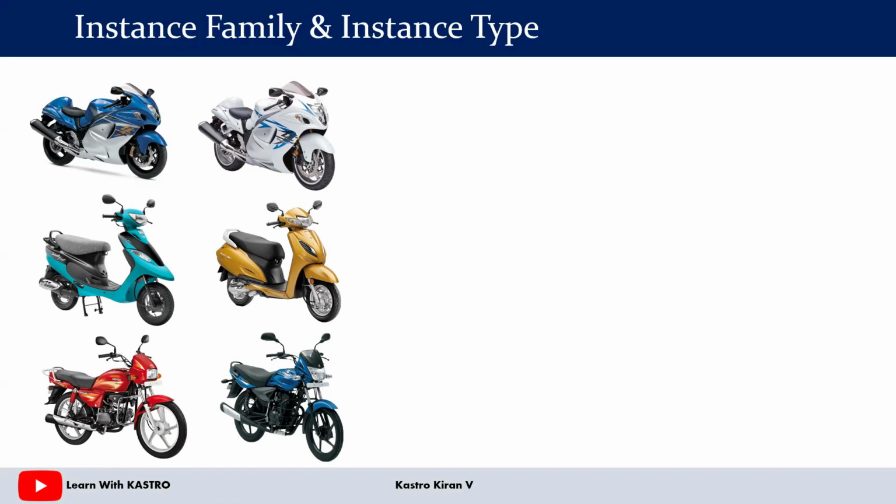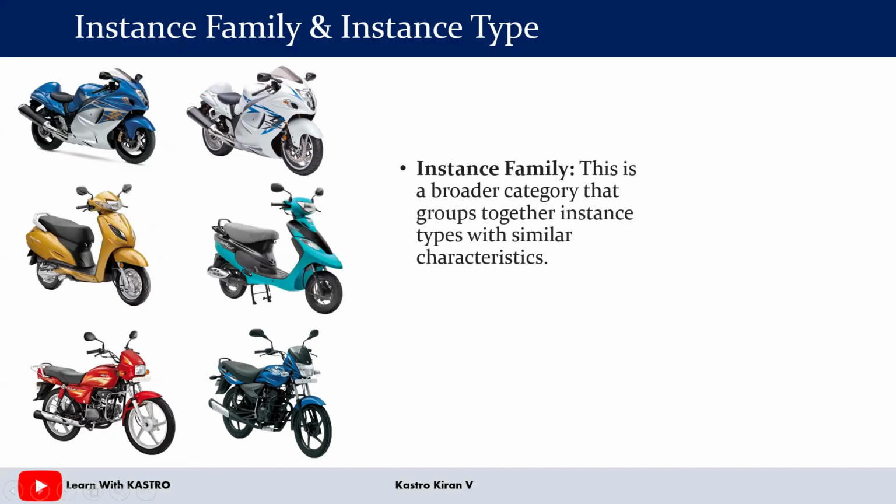So what is happening here? The configuration between the racing bikes and the other type of bike is different. Racing bikes have a specific purpose. The other bikes are serving other types of purposes. Now, with this scenario, let's understand what it means by an instance family. An instance family is a broader category that groups together instance types with similar characteristics. If you observe, the first two are racing bikes, so I'm going to group them as a single category. That means these two belong to one family. Though they are all bikes, these two bikes belong to the racing family.